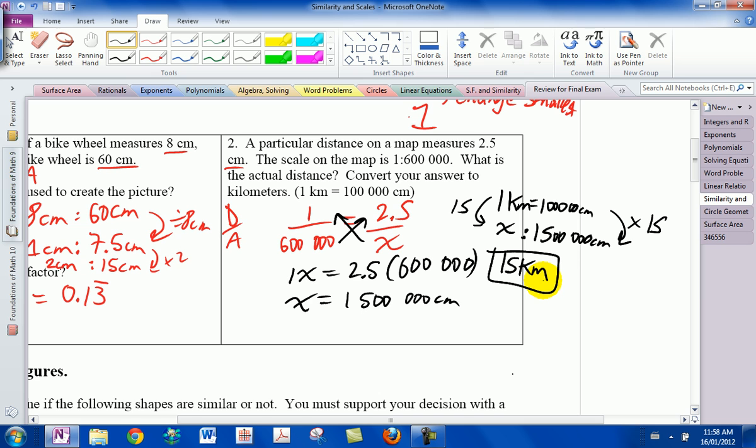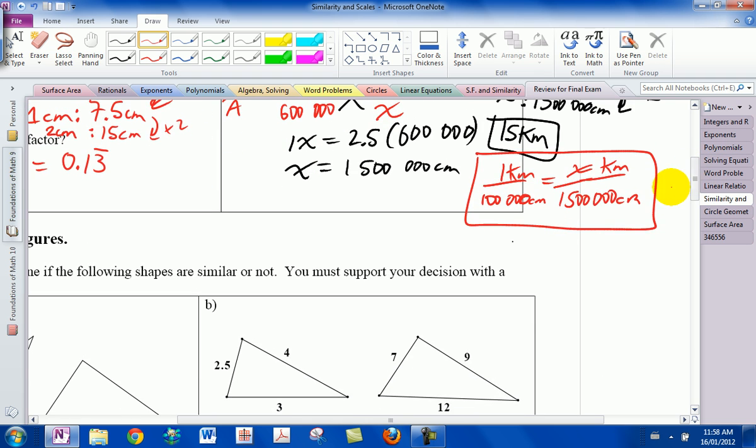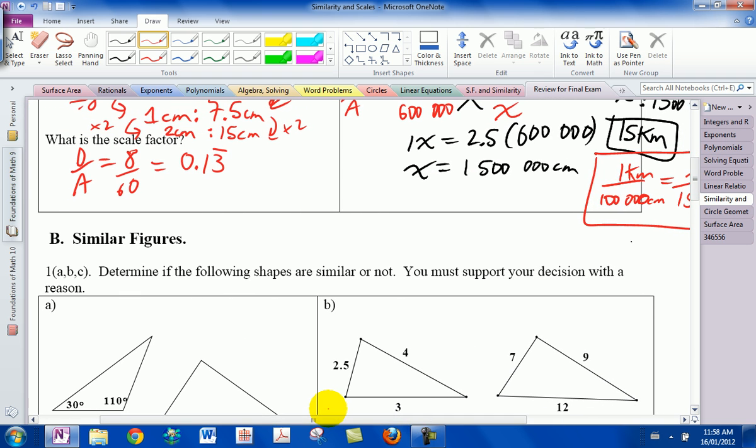Now you could have done it another way. You could have set this up as 1 kilometer over 100,000 centimeters equals x over 1,500,000. So you have kilometers on the top and centimeters on the bottom. You could have solved it this way as well. So it's your choice on how you want to do that. But you gotta be able to convert. Any questions about scales?